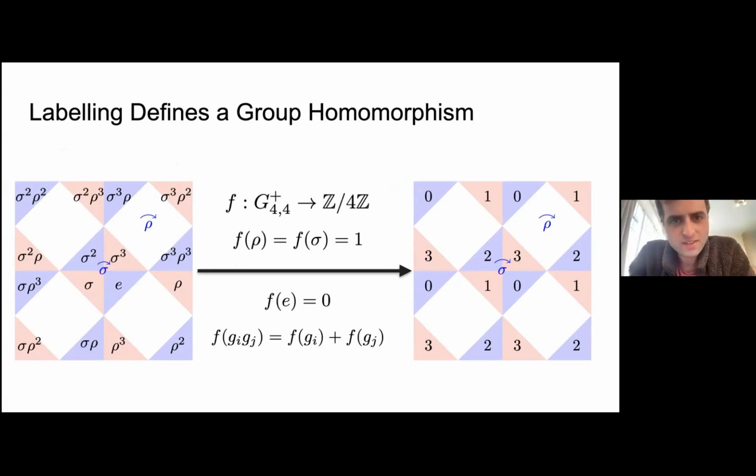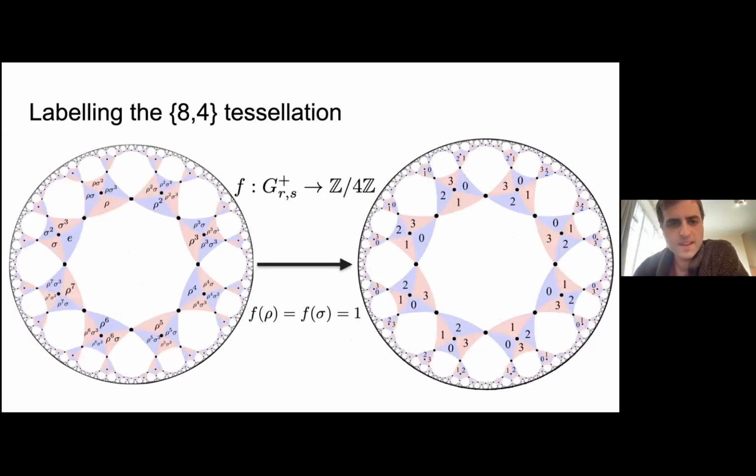Well, this now defines a group homomorphism from the orientation preserving symmetry group of the tessellation to Z4 with this definition. And why is that useful? Well, because the hyperbolic tessellations don't have translation invariance, so we can't use that. But what we can use is the group structure of the tessellation.